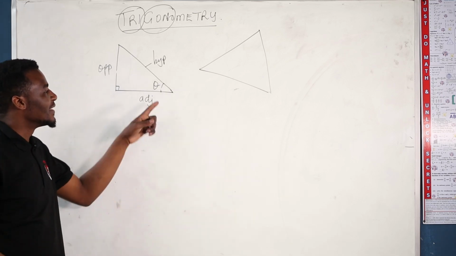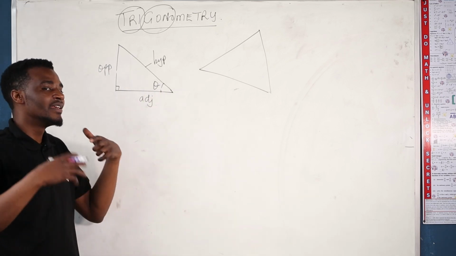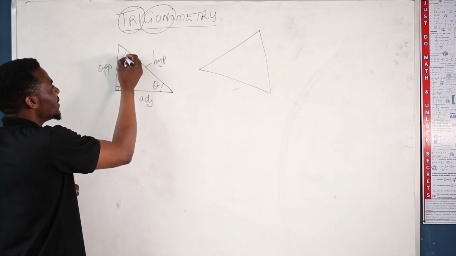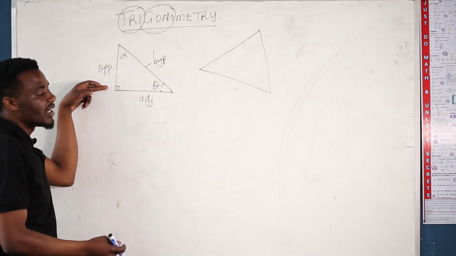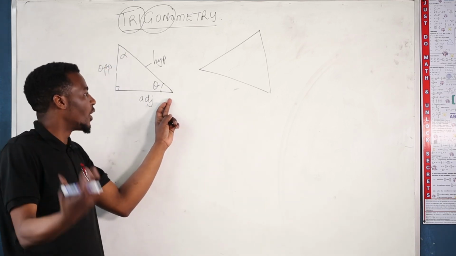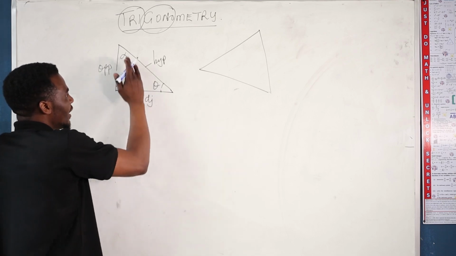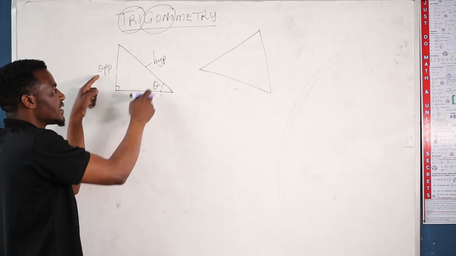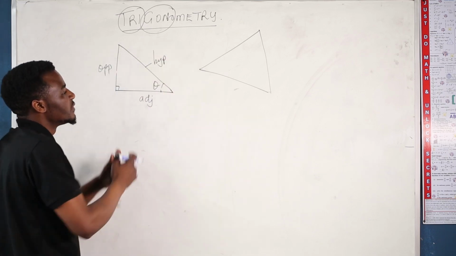But remember, these names always vary, depending on the location of theta. If I change and say with relation to alpha, then this side is now the adjacent in relation to alpha, and this side then becomes the opposite. So you need to be very careful, as these names always change. They are not fixed like the hypotenuse.